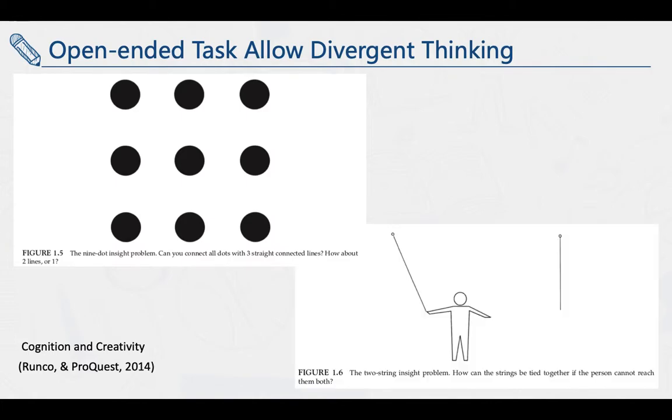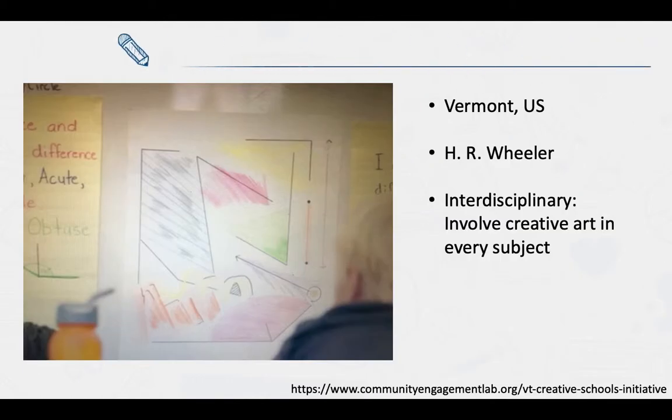And the second one, the two string problem. How can the strings be tied together if the person cannot reach them both? This kind of fun activity you can play with your students to inspire their divergent thinking.